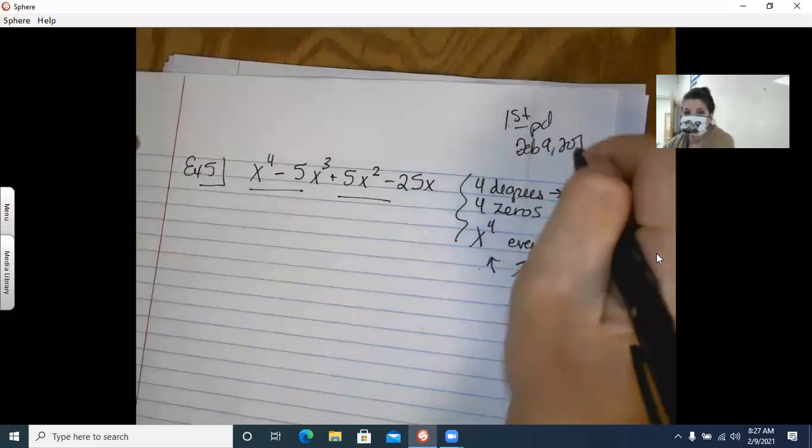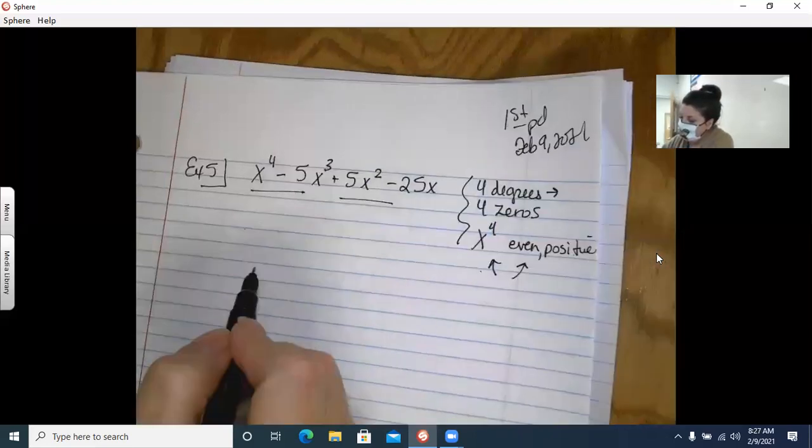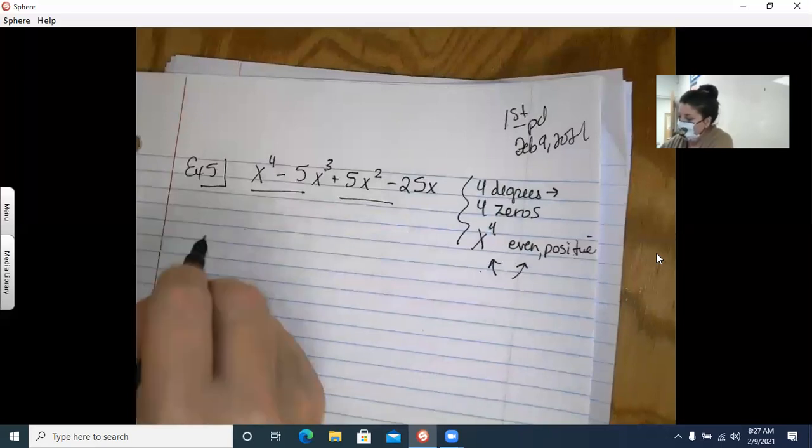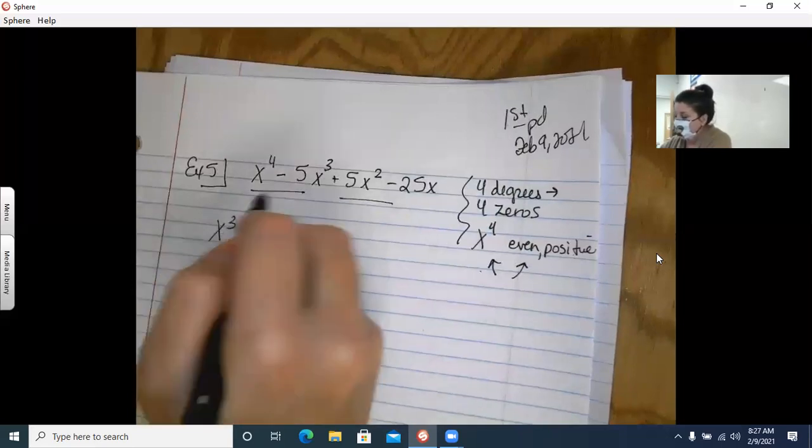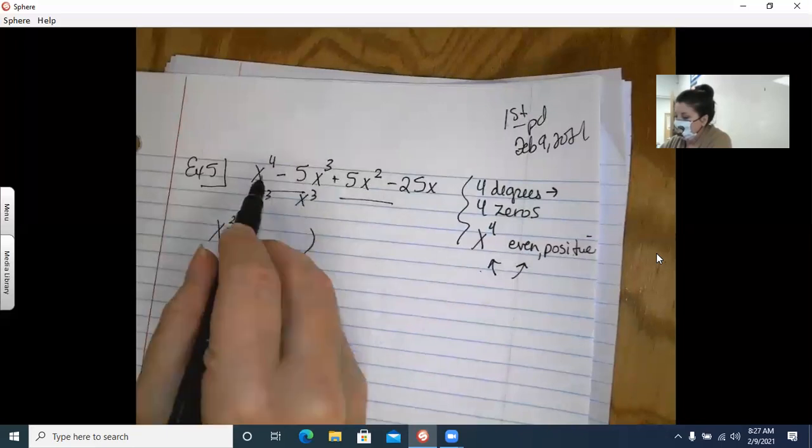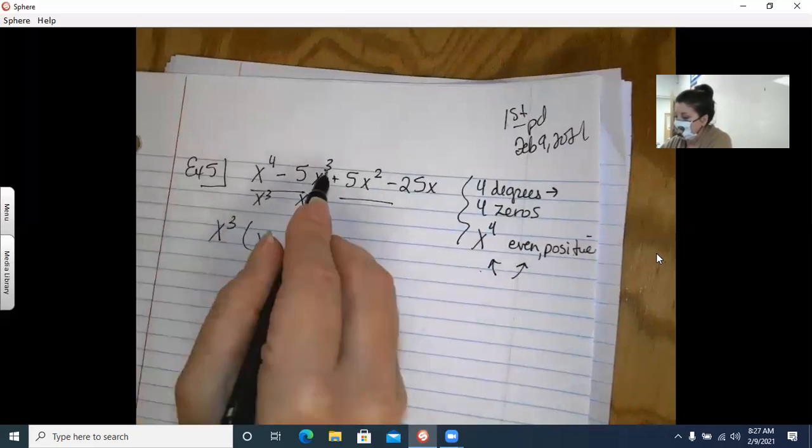What's the GCF of the first group? X cubed. Factor it out. X to the 4th divided by x cubed is x. Negative 5x cubed divided by x cubed is negative 5.